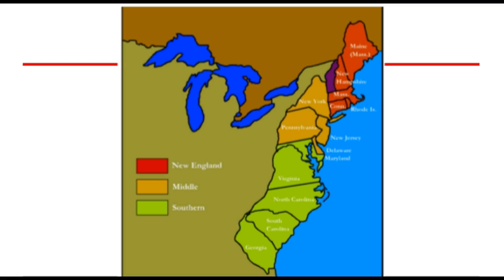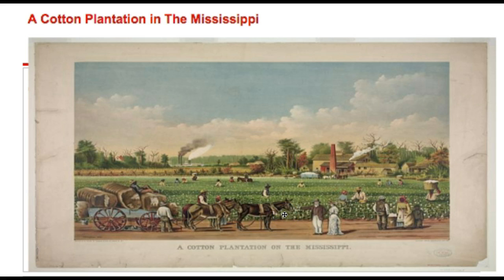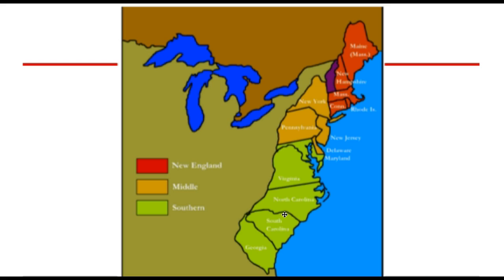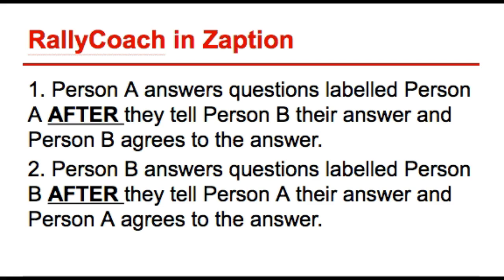All right, so you're going to start off just like the other two with a rally robin. Here is your picture. Remember, you are going to put a timer for 1 minute and then pause this video while you answer the question. All right, the next thing is going to be a rally coach. I will put the picture back up and you can answer the questions with your partner.